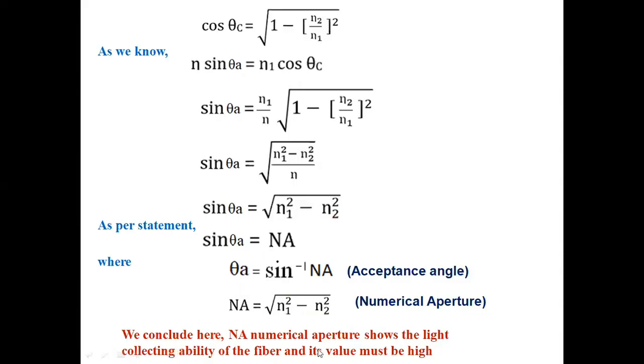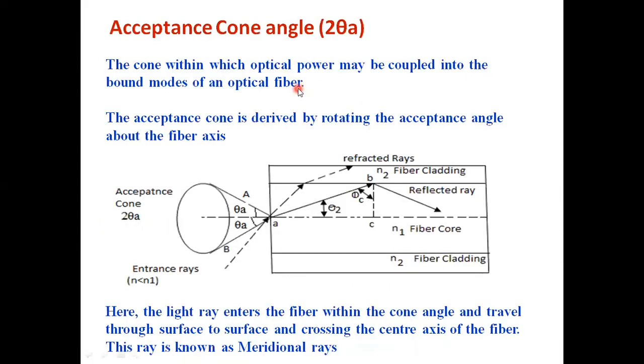So here we conclude that numerical aperture shows the light collecting ability of the fiber and its value must be high. Always the numerical aperture should be high, so that the maximum power gathering capacity of the fiber is achieved. If we want more numerical aperture of the optical fiber, we have to get more acceptance angle.